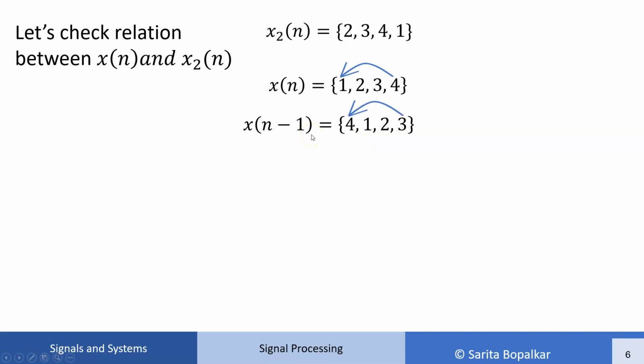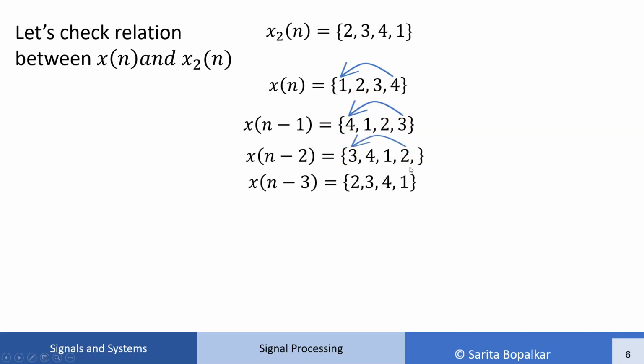Now let's add one more shift. So x of n minus 2 is 3, 4, 1, 2, where 3 gets shifted here. Add one more shift: 2, 3, 4, 1. Now this 2, 3, 4, 1 is nothing but our x2 of n. So x2 of n is nothing but x of n minus 3. So here L is equal to 3.